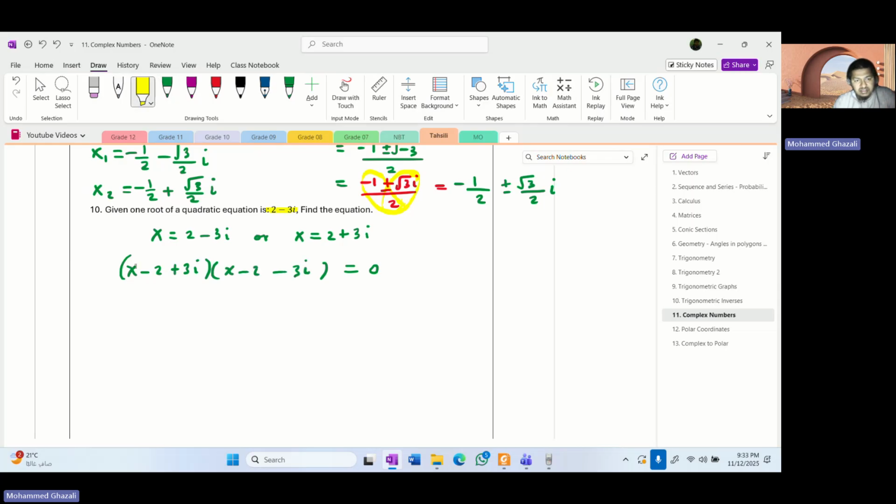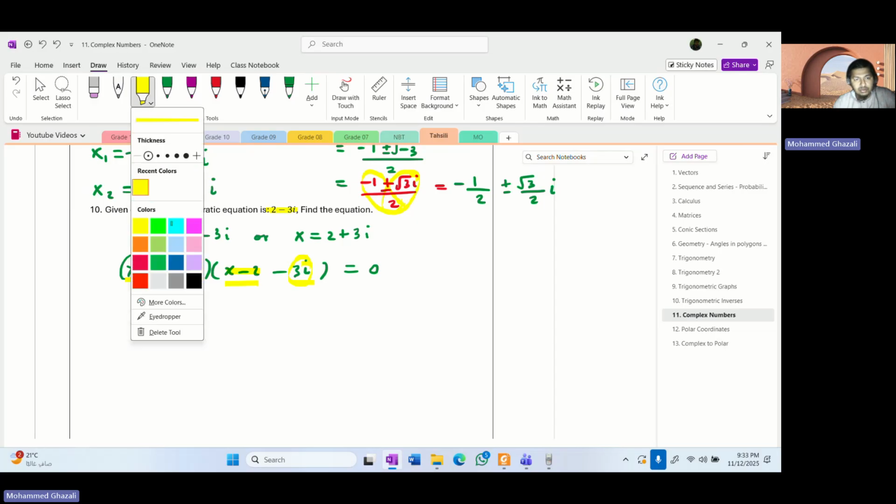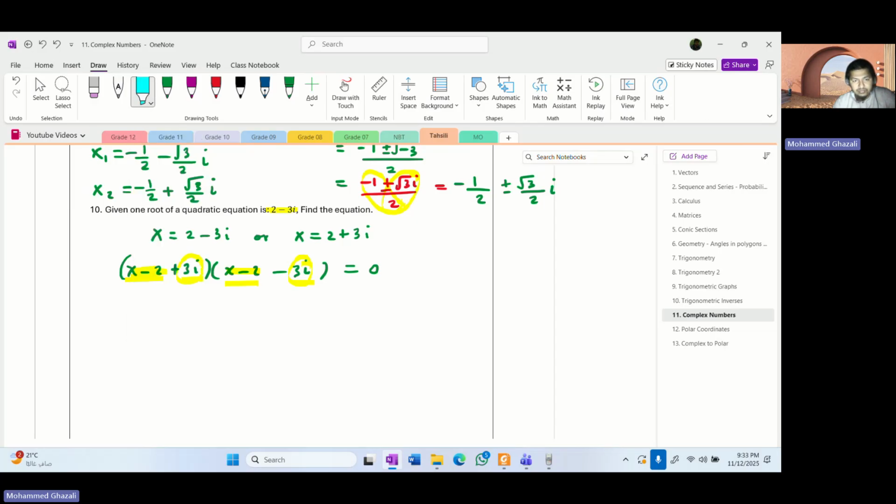Now what you notice here is this part over here and this part over here are A, and this part here and this part is B. It's like A, B. So this is common and that is common. And this part and this part is also common. So we have one positive and one negative, right? This is a difference of squares. So it's basically x minus 2 squared minus 3i squared, which is equal to 0.